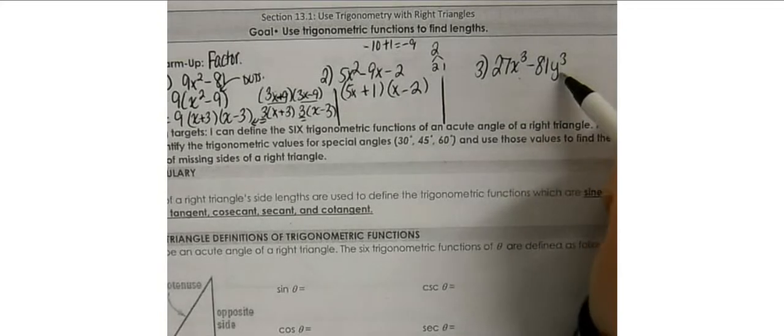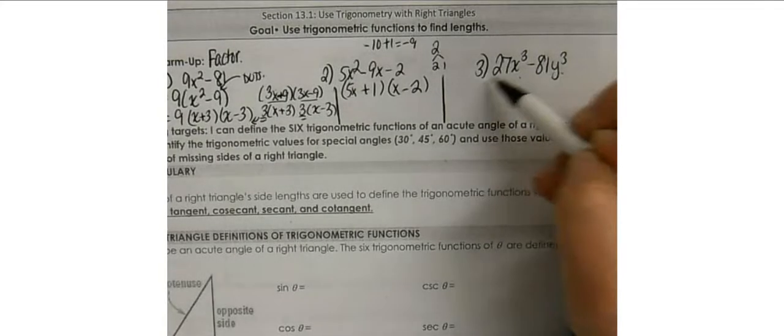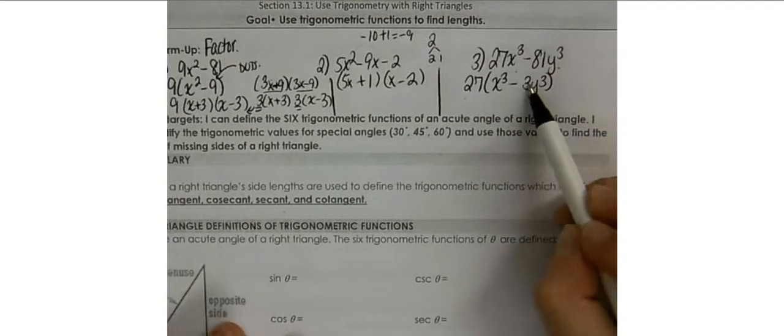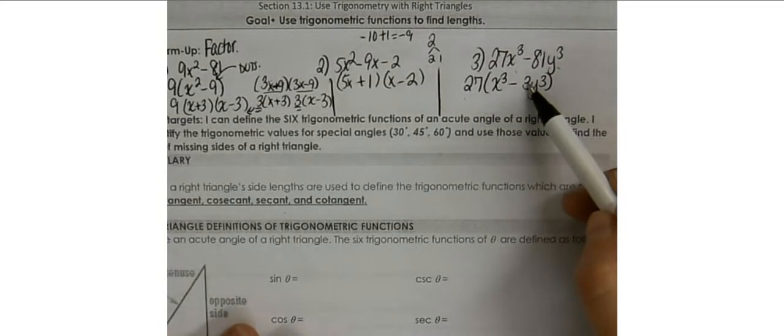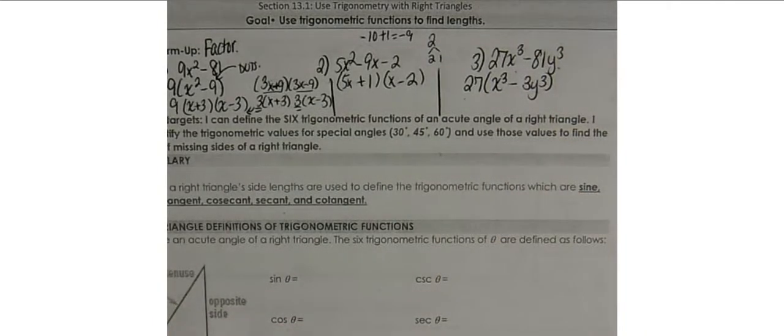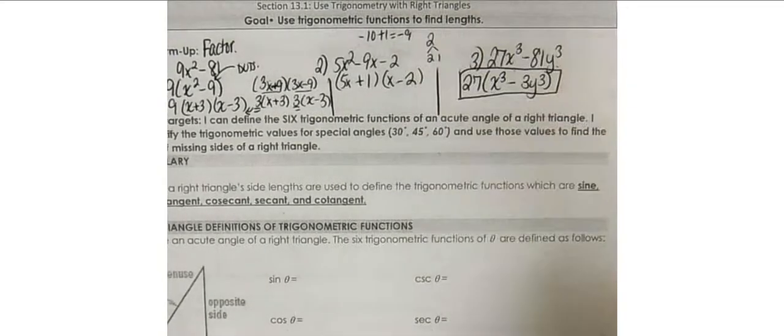For number 3, 27x cubed and 81y cubed both have in common a 27. So I'm going to factor out a 27. And when I do that, I end up with x cubed minus, 81 divided by 27 is 3, so that's going to be a 3y cubed. Now, 3 is not a perfect cube. And so therefore, the expression inside of the parentheses is not a difference of cubes. So there's nothing more for you to factor. This is simply your answer. It just had a GCF.